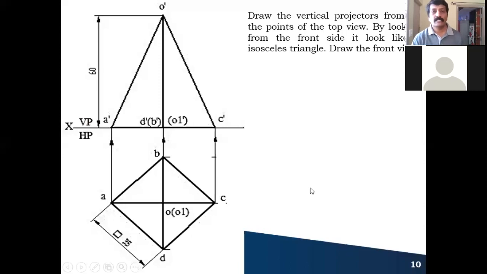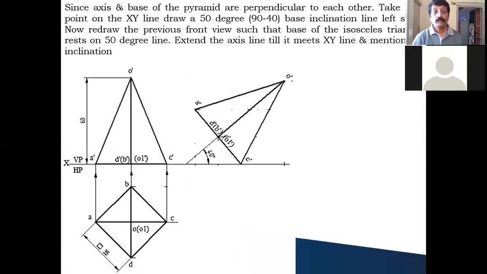Next, he has given the inclination with respect to HP. How much? 50 degree is given. Sorry, he has given 40 degrees. As in the previous example also, the base and axis are mutually perpendicular to each other. If the axis is 40 degree, what about the base? 90 minus 40, so I should take the base as 50 degree. So you take any one point on the XY line, draw a 50 degree line. This is the 50 degree line.